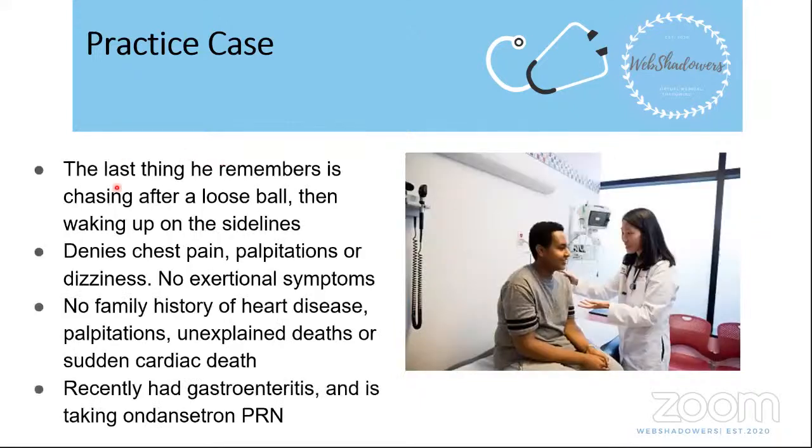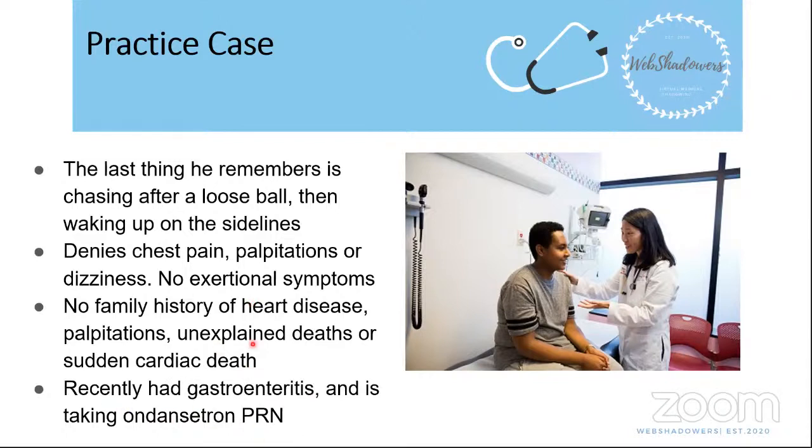All righty, so again, just to recap what we talked about. You're chasing after the loose ball, and woke up on the sidelines. He's had no chest pain, no palpitations, no dizziness, no family history. And again, he recently had this gastroenteritis infection. So he's taking this medication PRN, which means as needed, for vomiting.